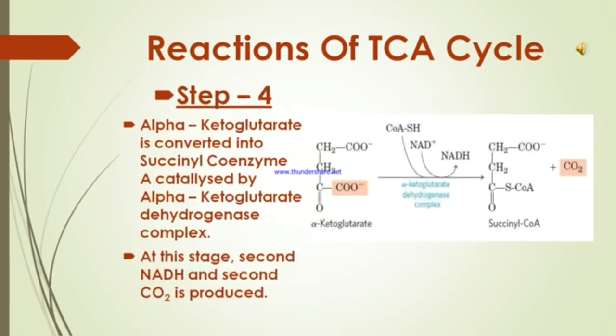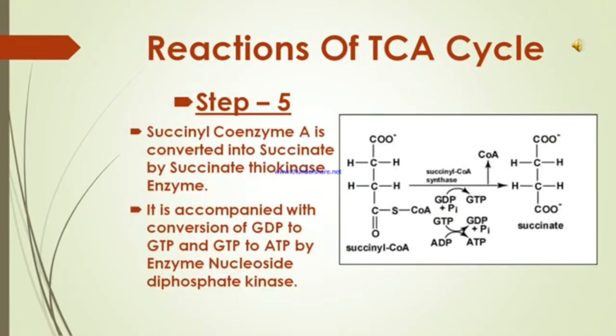In step 4, alpha-ketoglutarate loses a molecule of CO2 and is oxidized to form succinyl coenzyme A by the alpha-ketoglutarate dehydrogenase complex. At this stage, a second NADH molecule is also produced. In step 5, succinyl coenzyme A is enzymatically converted to succinate. It is accompanied by conversion of GDP to GTP, and GTP to ATP by the enzyme nucleoside diphosphate kinase.